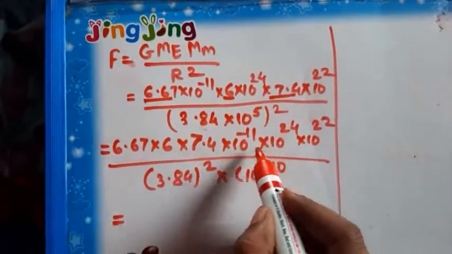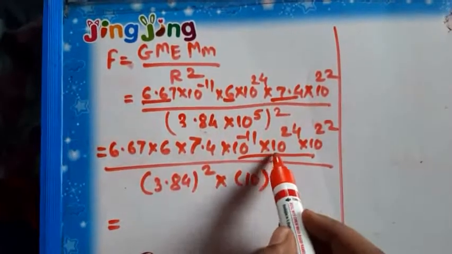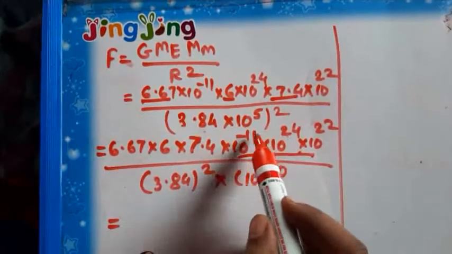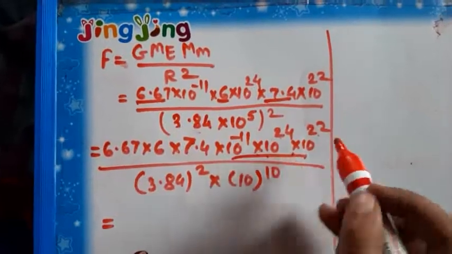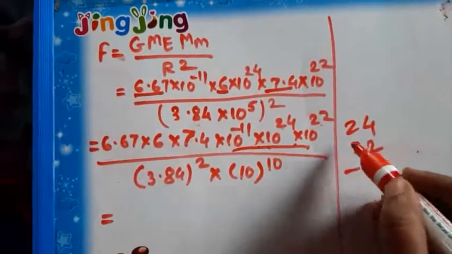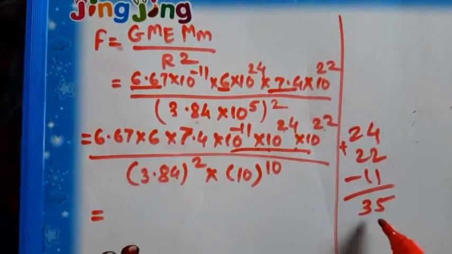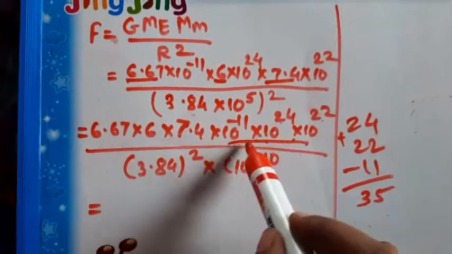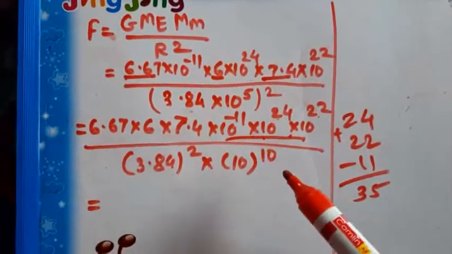Now here base of this 3 is same. So whenever base is same and multiplication is there in between them, we are adding the indices according to laws of indices. So it will be 24 plus 22 minus 11. So its answer will be 35. So instead of writing these 3 values, we will write 10 raised to 35.